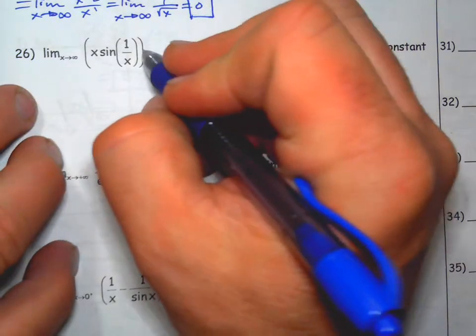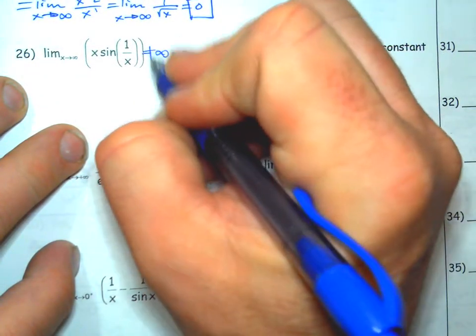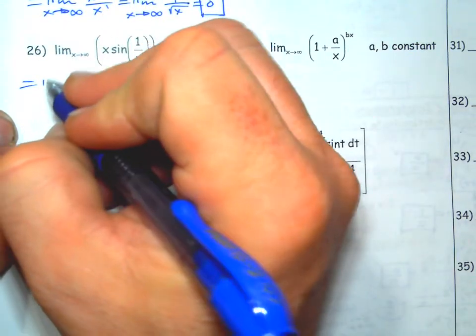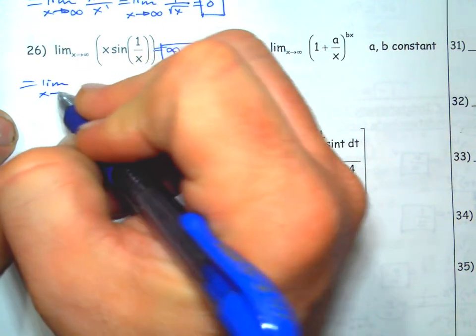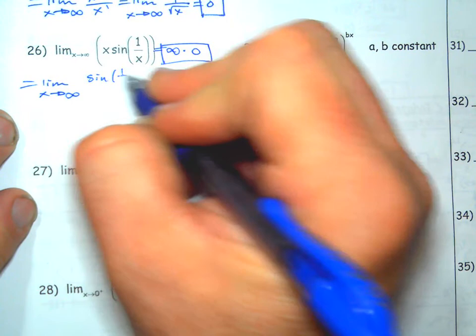Next one is going to infinity times sine of 0 is 0, initial indeterminate form. So we've got to try and change it to a fraction. What should we move to the bottom? Just the plain old x or the sine of 1 over x? The easy, simpler one should go to the bottom.